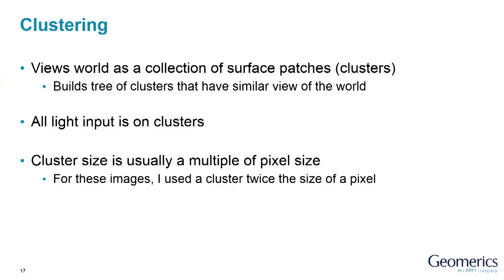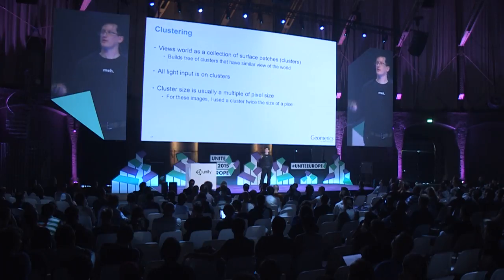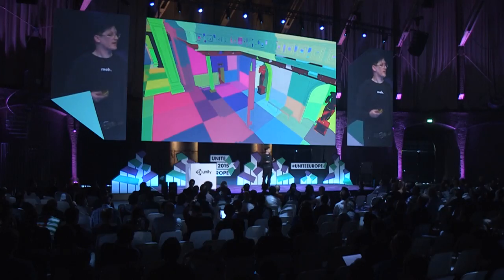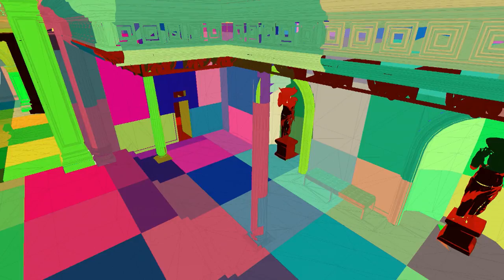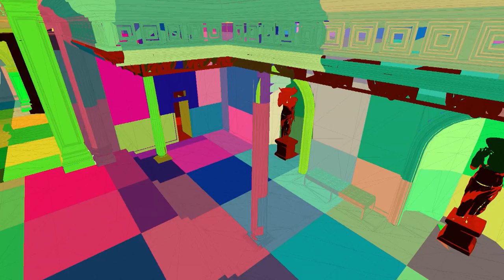The next stage in the process is what's termed clustering. This is where we're slicing the world up into these patches, known as clusters, and we build a tree of all the clusters that have a similar view of the world. Remember, all light input and all light transfer is from cluster to cluster. And these clusters are usually defined in terms of an output pixel size, and for this case, I've used one that's twice the size of a pixel. This means that the patches are fairly large compared to the world around them. But they're collecting an aggregate view of what they can see and transferring the light from frame to frame. This screenshot, for the particularly sharp eye view, you can actually notice that the probe lit objects are included in the bouncing solution. This is an Enlighten 302 feature, which will be coming shortly into Unity.